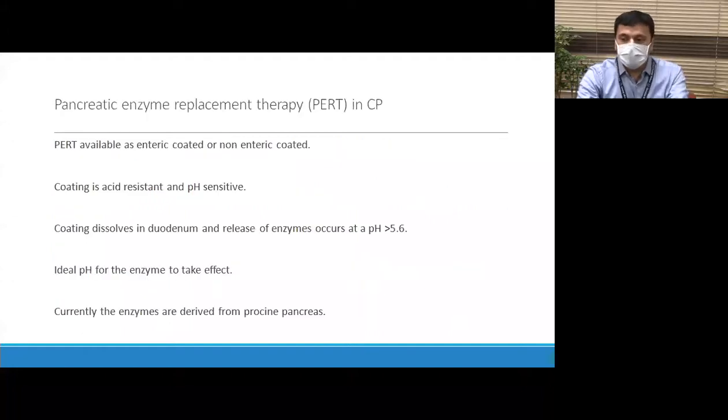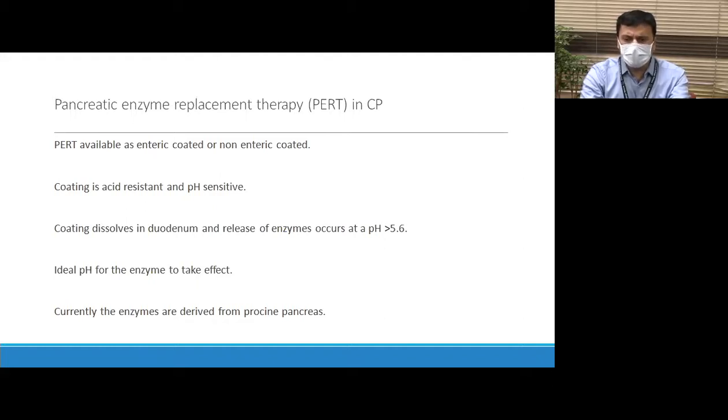Pancreatic enzyme replacement therapy is one of the main treatments available in patients with chronic pancreatitis. This therapy is available as enteric coated and non-enteric coated. Presently, what is available in India is enteric coated tablets. This coating is acid resistant and pH sensitive, and the coating dissolves in the duodenum, with release of enzyme occurring at pH more than 5.6, which is the ideal pH for the enzyme to take effect.